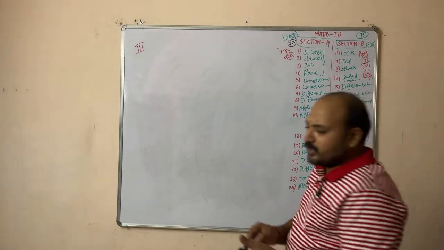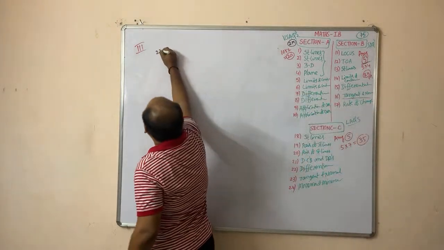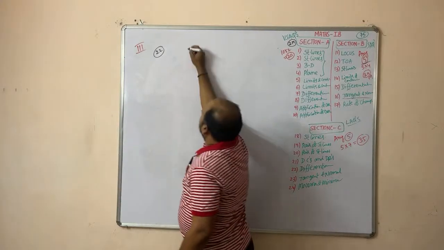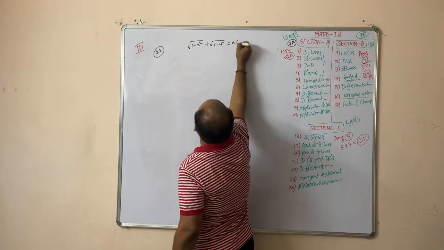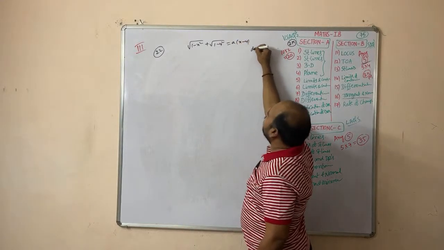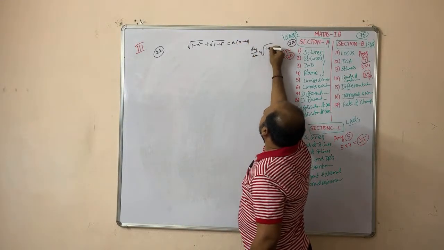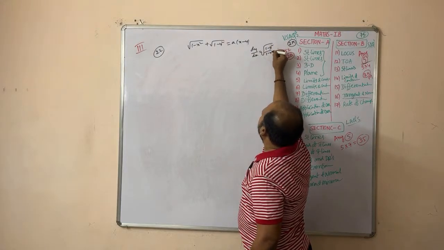In question number 22: root 1 minus x square plus root 1 minus y square equal to a into x minus y, and show that dy by dx equals root 1 minus y square by root 1 minus x square.